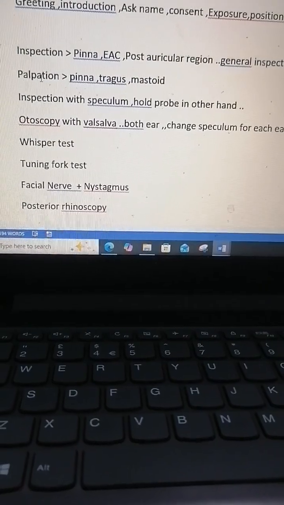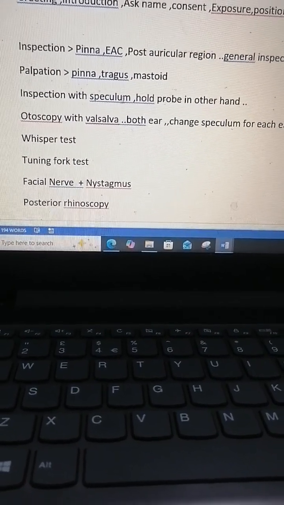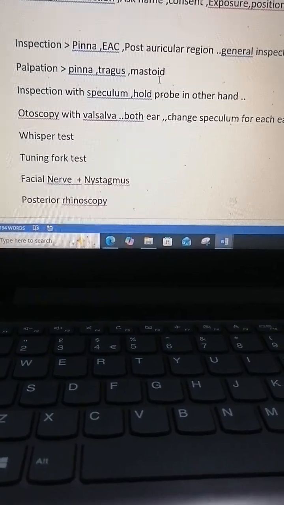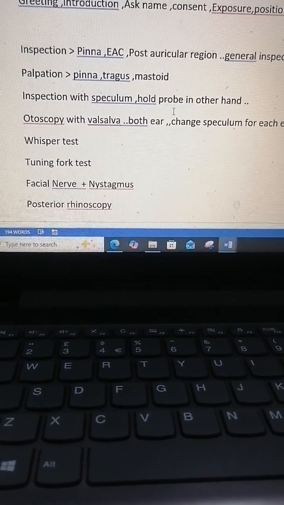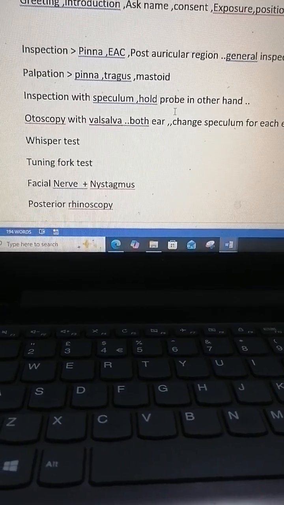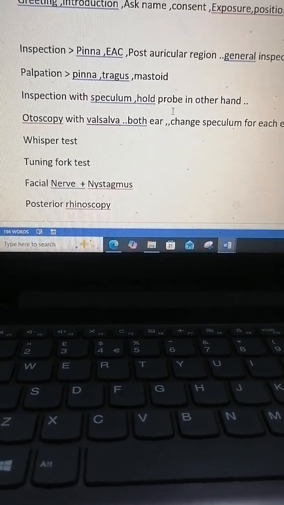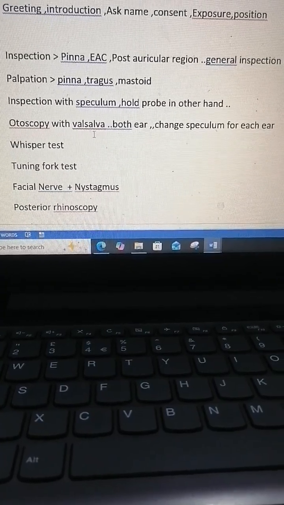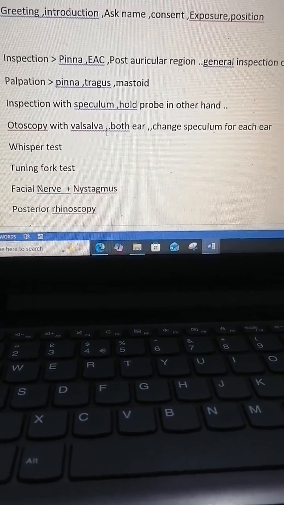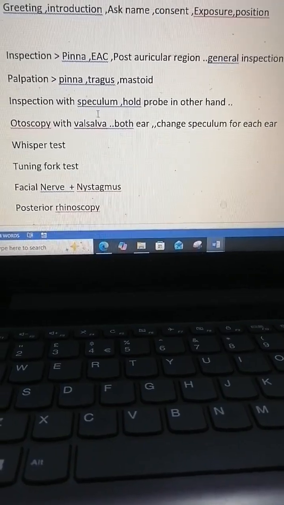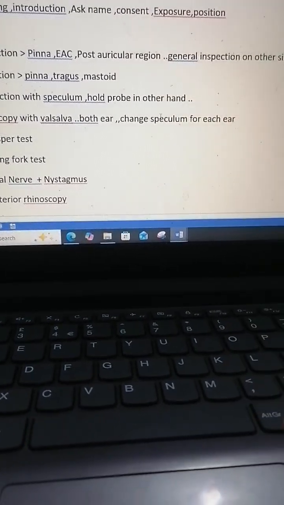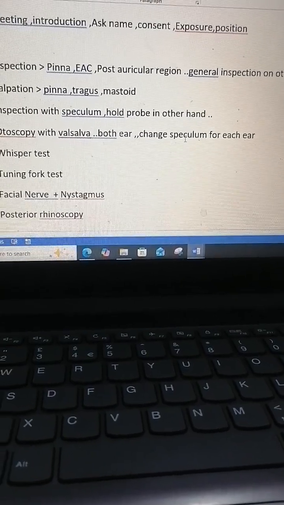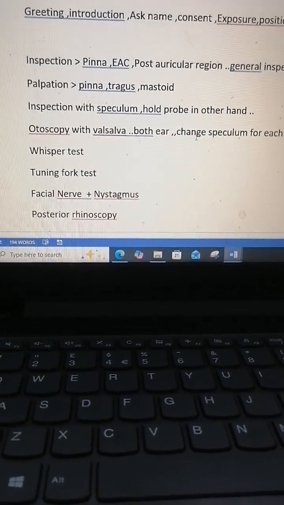Next step is inspection with speculum. Hold a speculum in one hand and hold probe in the other hand, so that if there is any discharge you can probe the discharge and then smell it. The next step is otoscopy with Valsalva. You need to do otoscopy in both ears. And the important step is that change speculum for each ear. Do not use the same speculum for both ears.